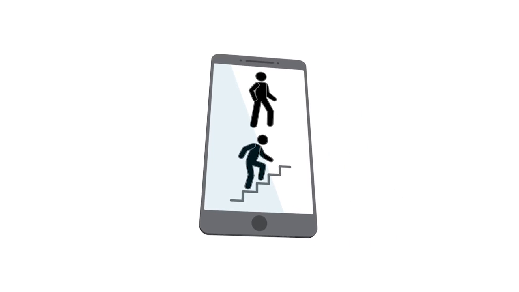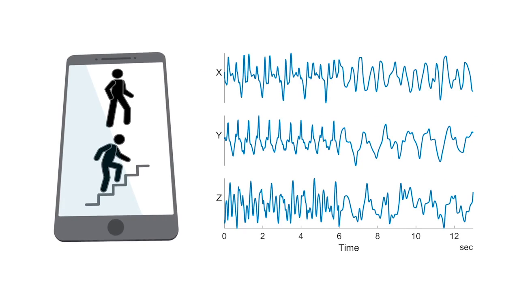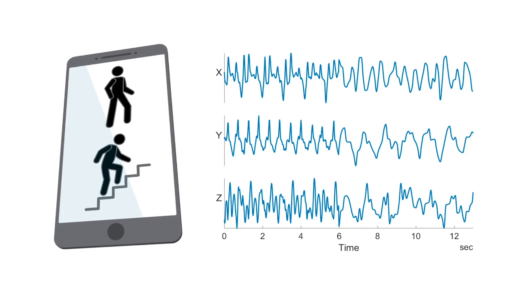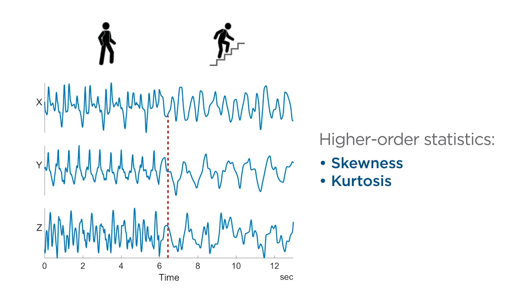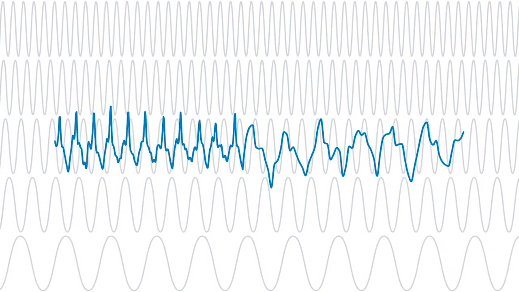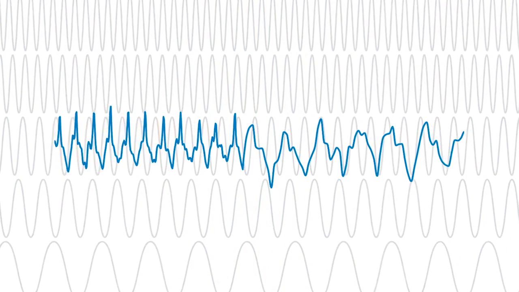But how can you tell apart similar activities, such as walking normally versus walking upstairs? In these cases, the signals might appear very similar. It's possible that higher order statistics, like skewness and kurtosis, could tease apart these differences. But another common way to compare complicated signals like these is to analyze the frequency content of the signals. Frequency analysis is helpful because a signal can be thought of as a combination of one or more frequencies.